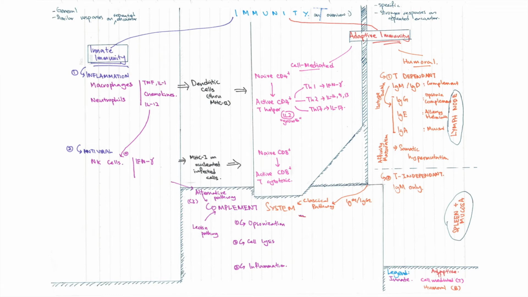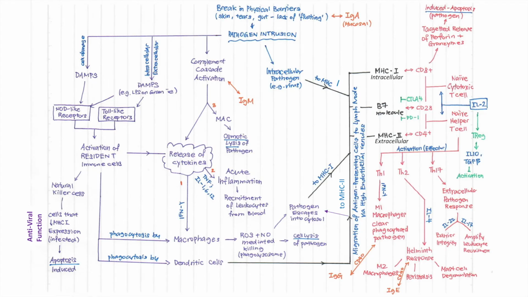Just to reinforce, the classical pathway is considered a part of the adaptive immunity because it is facilitated by IgM and IgG antibodies, whereas the alternative and lectin pathways are means by which the innate immunity can start and initiate the complement cascade to produce those three effects.